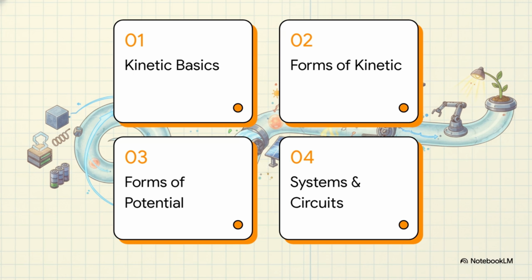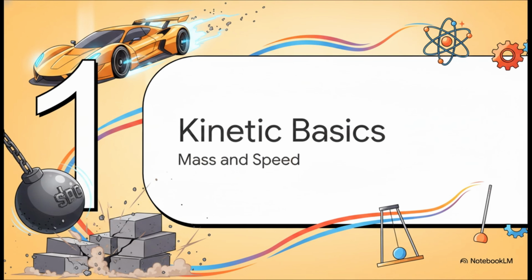Okay, here's our roadmap for this explainer. We'll start with kinetic energy basics, then hit forms of kinetic energy, shift into forms of potential energy, and finally wrap up with energy systems and circuits. All right, part 1, kinetic energy basics. This is all about how mass and speed dictate power.